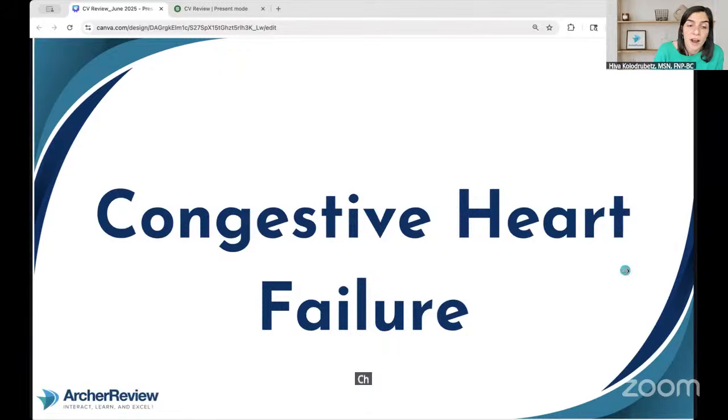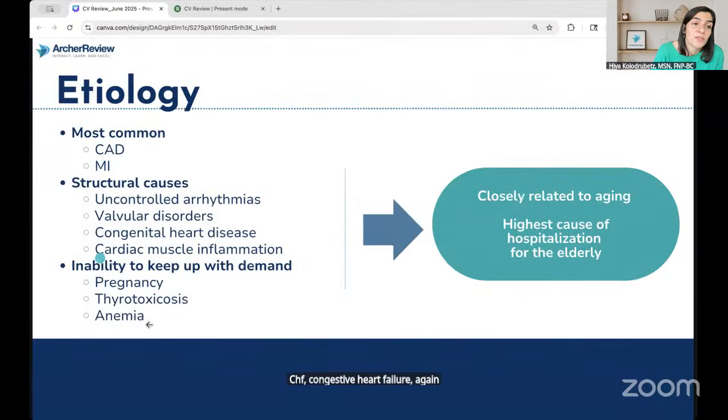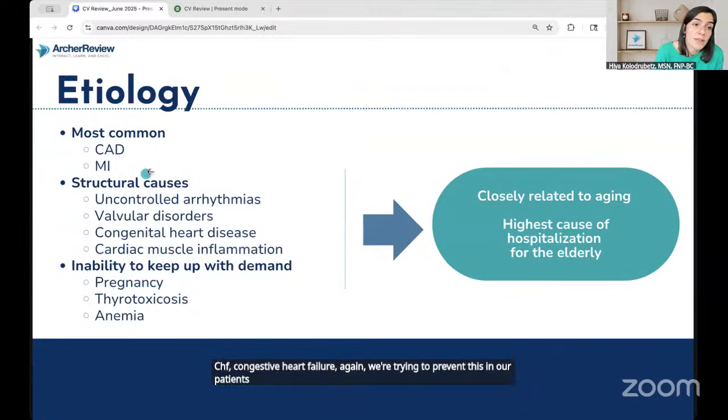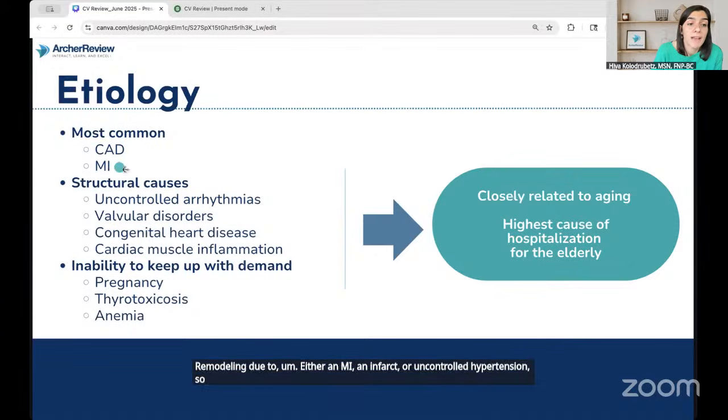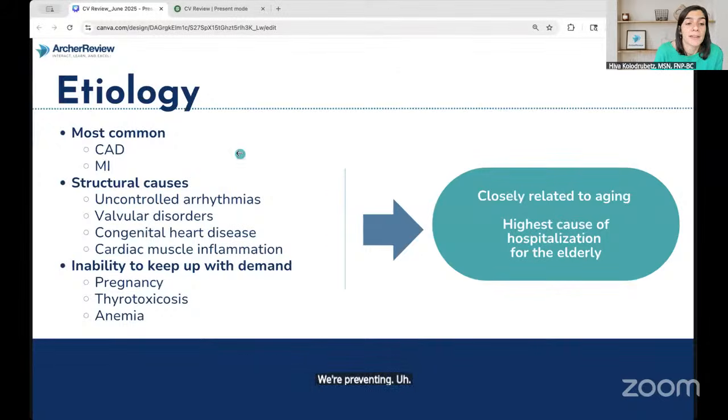CHF, congestive heart failure. Again, we're trying to prevent this in our patients. The most common etiology is coronary artery disease in patients who have had remodeling due to either an MI, an infarct, or uncontrolled hypertension, or valvular disease. So we definitely want to make sure we're preventing congestive heart failure by treating those conditions.